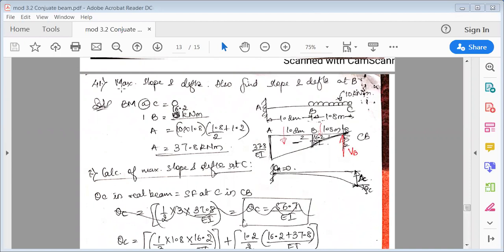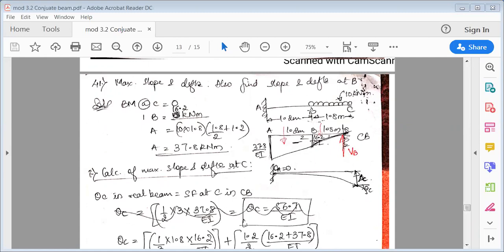So in the given question, you're supposed to find maximum slope and deflection. And in addition to this, you're also supposed to find slope and deflection at B. Obviously, because it's a cantilever beam, maximum deflection and slope will be at C, that is free end. And they've asked us to find deflection at B also.